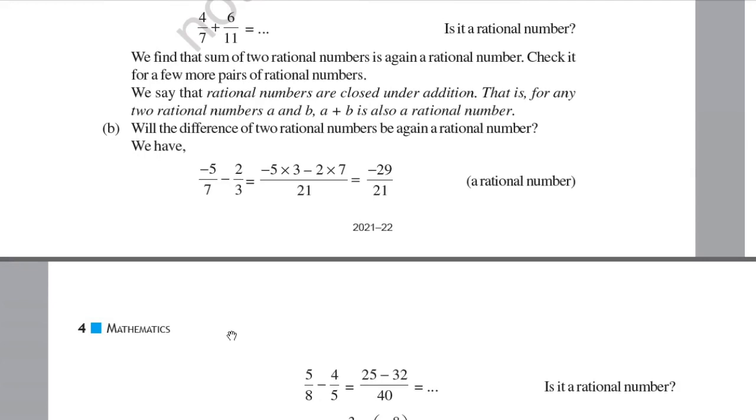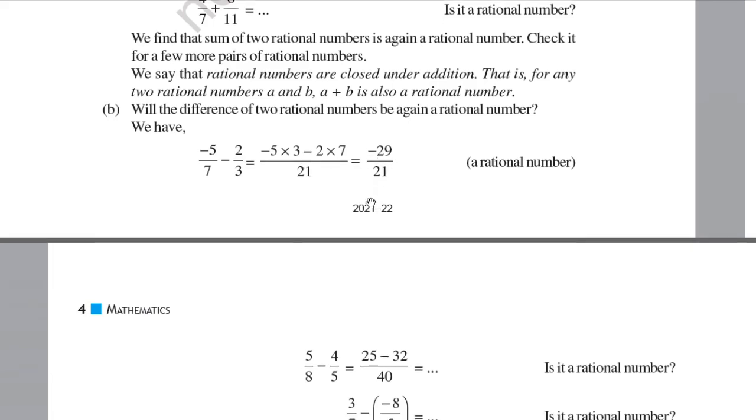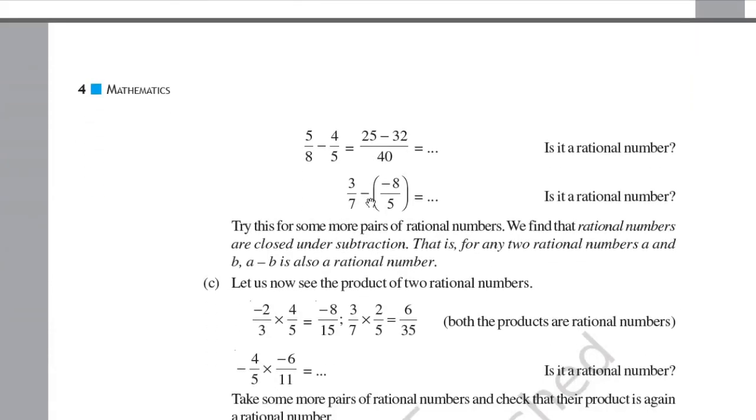So will the difference of two rational numbers be again a rational number? So we have minus 5 upon 7 minus 2 upon 3. That will give 21 as LCM, and minus 5 into 3 minus 2 into 7, that is minus 29 upon 21, which is a rational number. Now 5 upon 8 minus 4 upon 5, which gives 40, 25 minus 32, which gives minus 7 upon 40, which is a rational number.